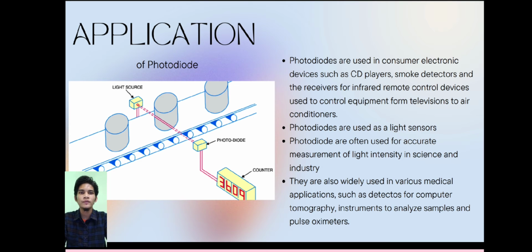Application of photodiode. Photodiodes are used in consumer electronic devices such as CD players, smoke detectors, and the receivers for infrared remote control devices used to control equipment from television to air conditioner. Photodiodes are used as a light sensor. Photodiodes are often used for accurate measurement of light intensity in science and industry, and they are also widely used in various medical applications such as detectors for computed tomography, instruments to analyze samples, and pulse oximeters.